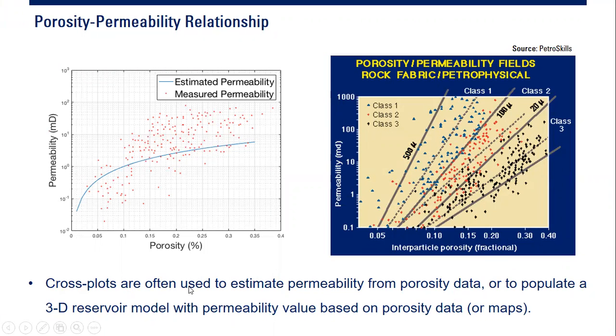Cross plots are often used to estimate permeability from porosity data, or to populate a 3D reservoir model with permeability values based on porosity data or maps. For example, if you have many porosity data or a porosity map, then you can just estimate the permeability from the porosity using this equation or this correlation.